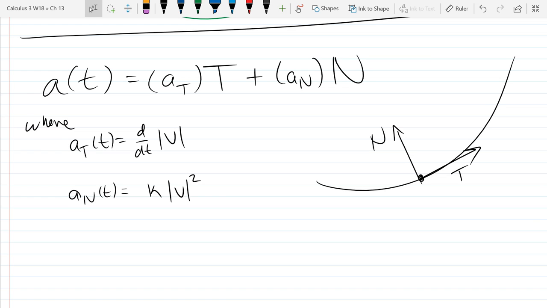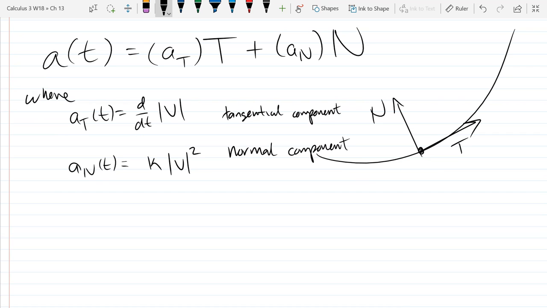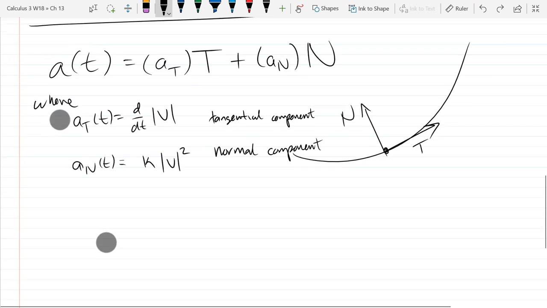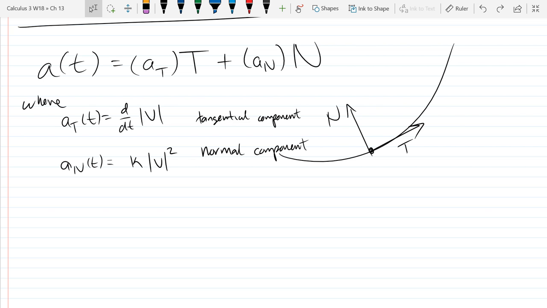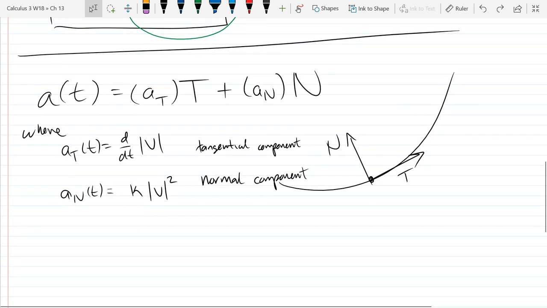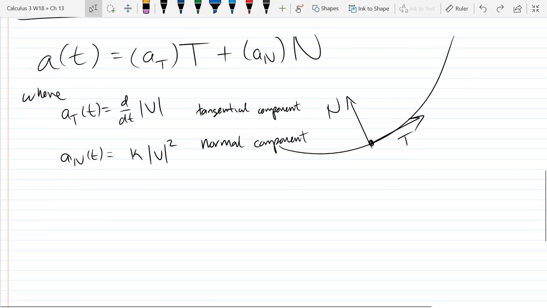And the names of these: there's a tangential component, which is AT, and then the N component is called the normal component. And this just means tangential, meaning in the direction you're moving, and normal, meaning the orthogonal direction to that. Or if you think about this as a plane, that would be the normal to the plane. So we're going to solve for AN in this.